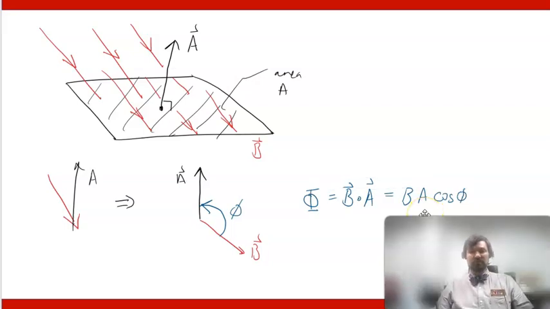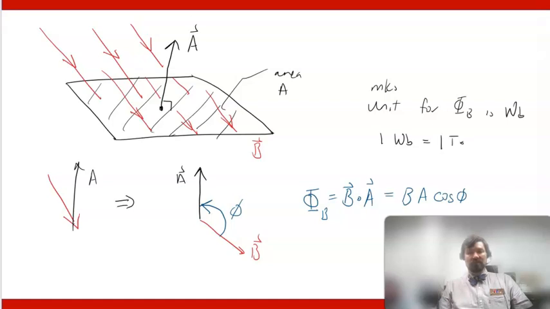This gives us the total flux for the magnetic field, and the unit that goes with it is the Weber. So if this is magnetic field flux phi B, the MKS unit for phi B is Weber, which is equivalent to 1 Tesla times a meter squared.